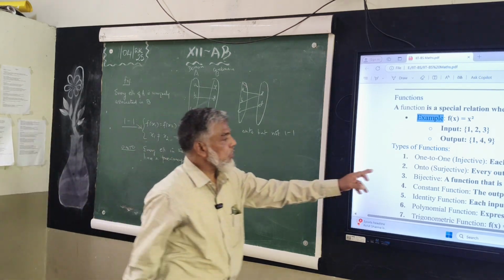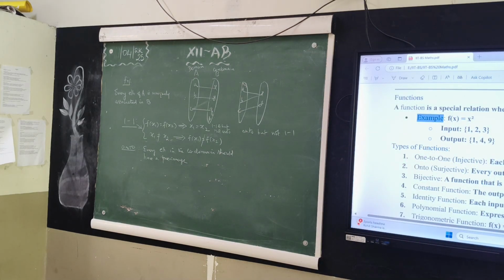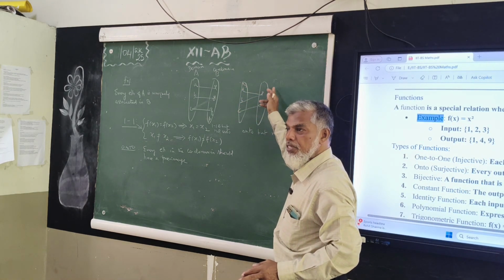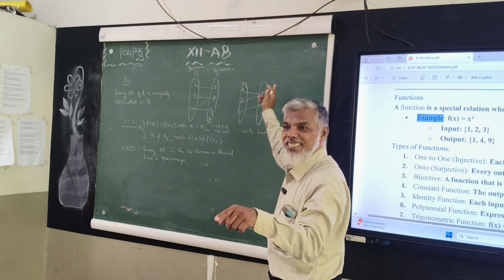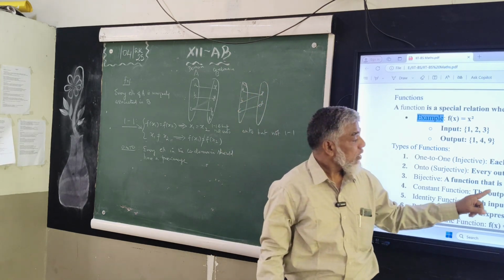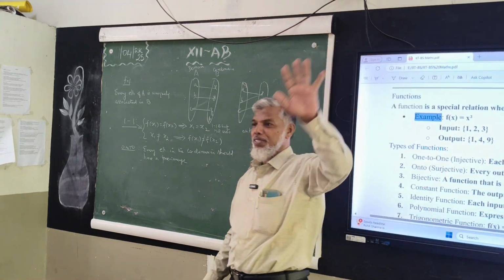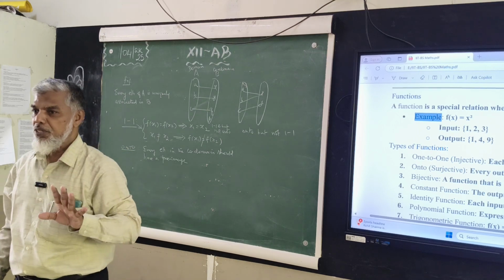Now look at the definition: every output has at least one input mapping to it. So now this is at least one. A has an image X, B also has an image X. So that's why they put at least one input mapping to it.